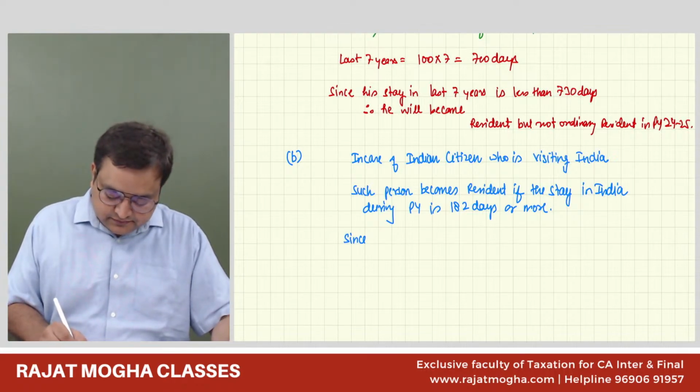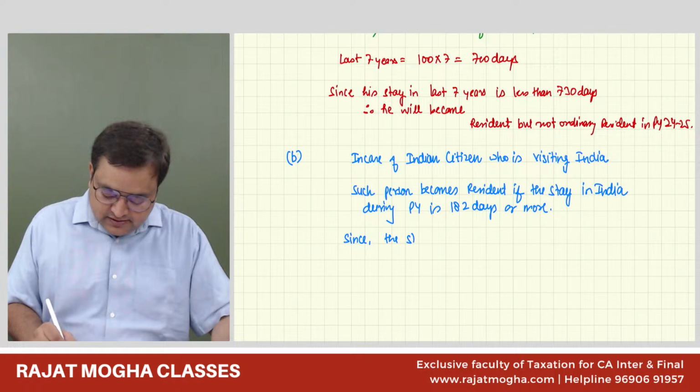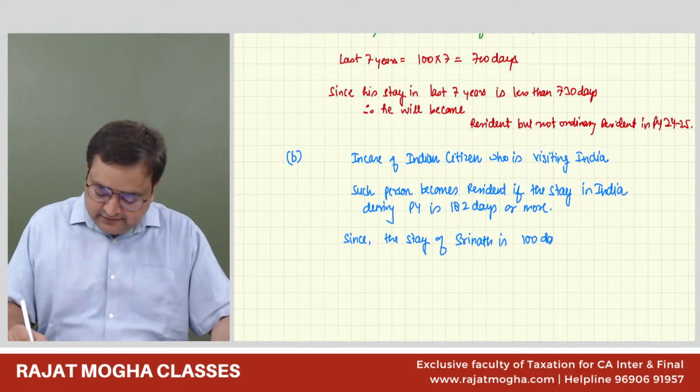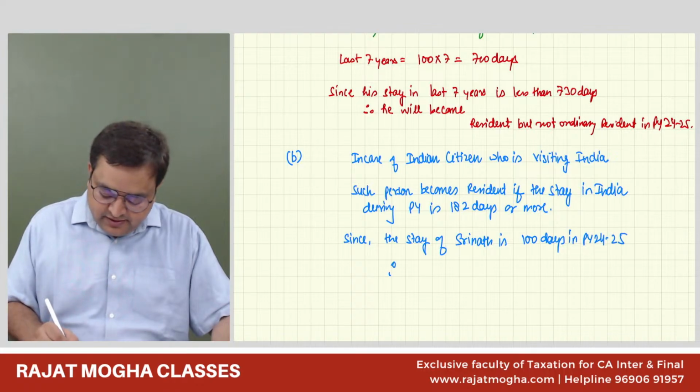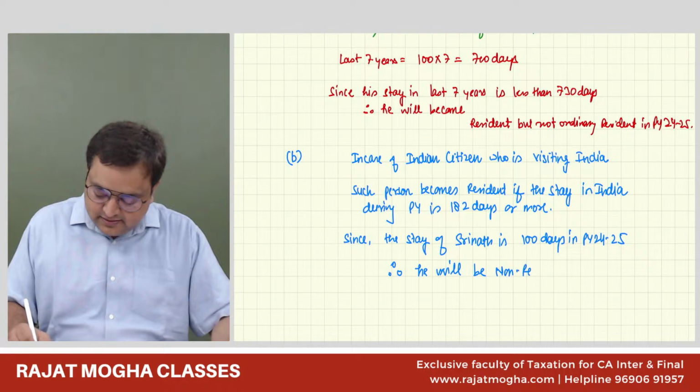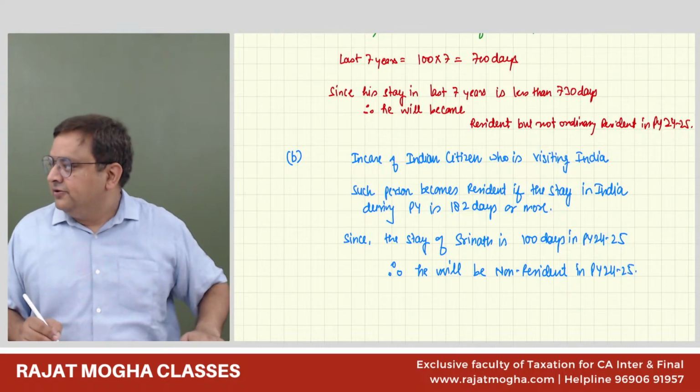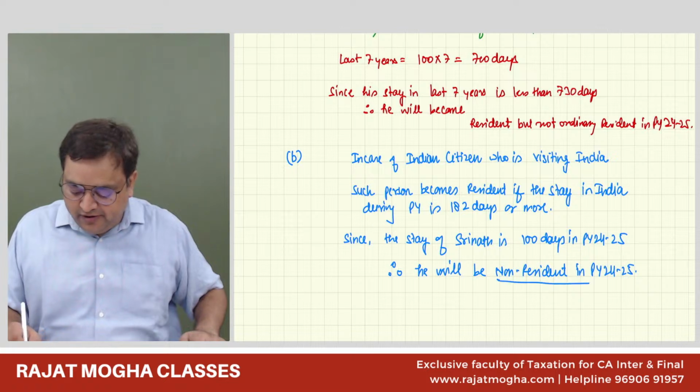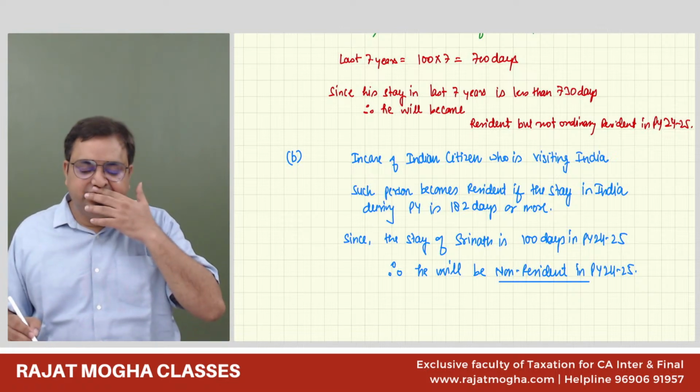Since the stay of Srinath is 100 days in previous year 24-25, therefore he will be non-resident in previous year 24-25. So in this case, he would be a non-resident in this previous year.